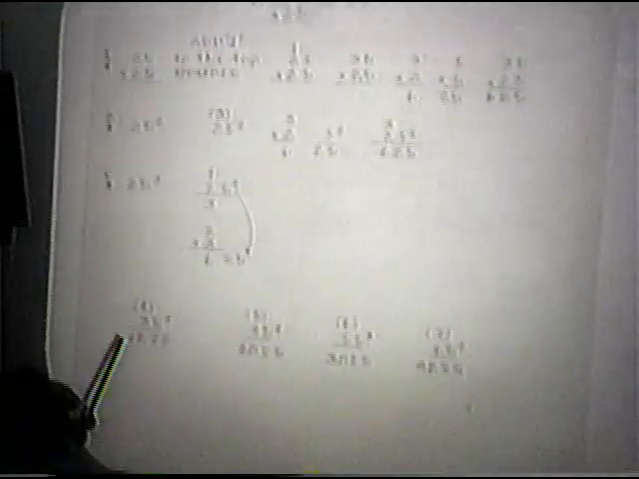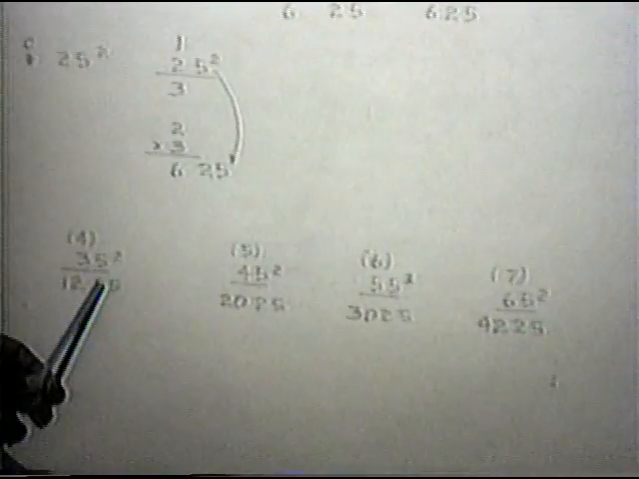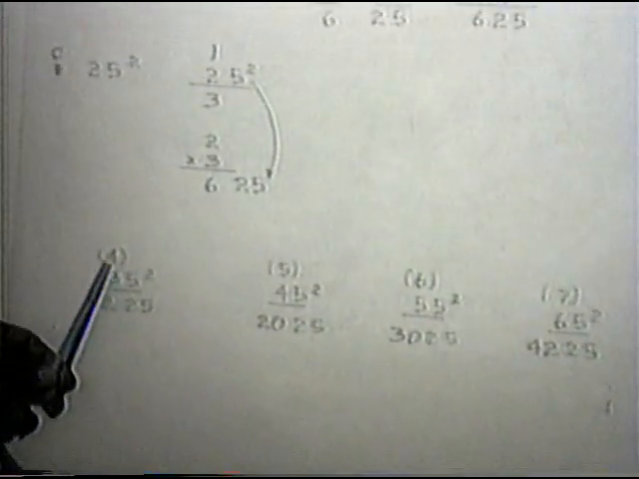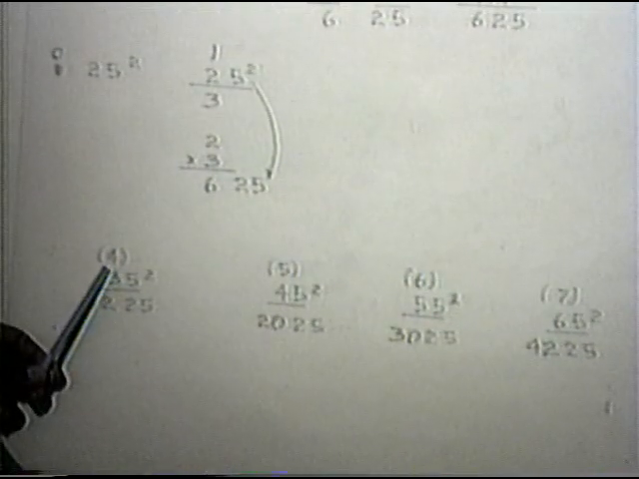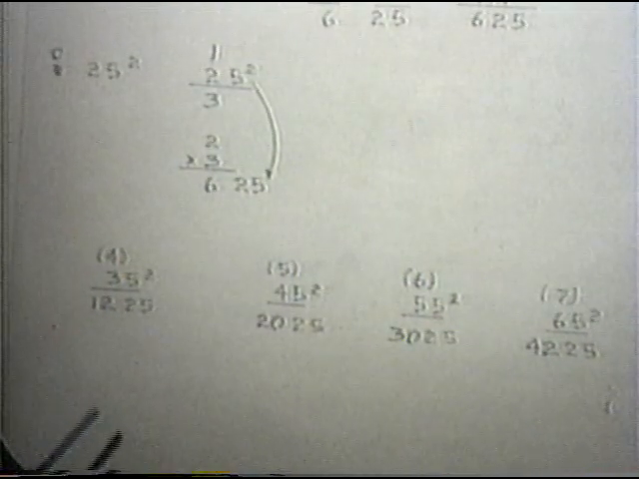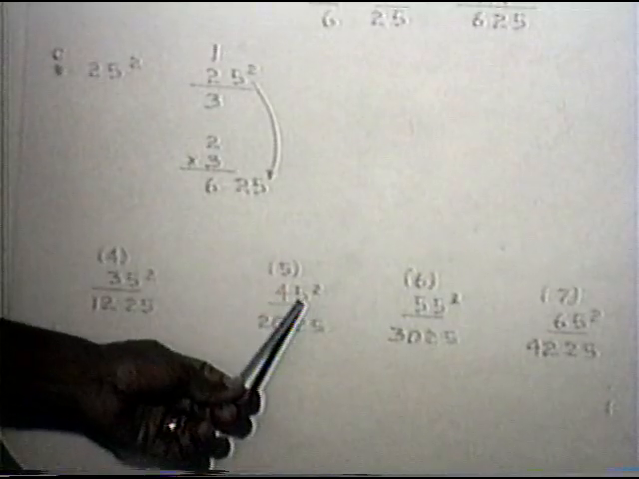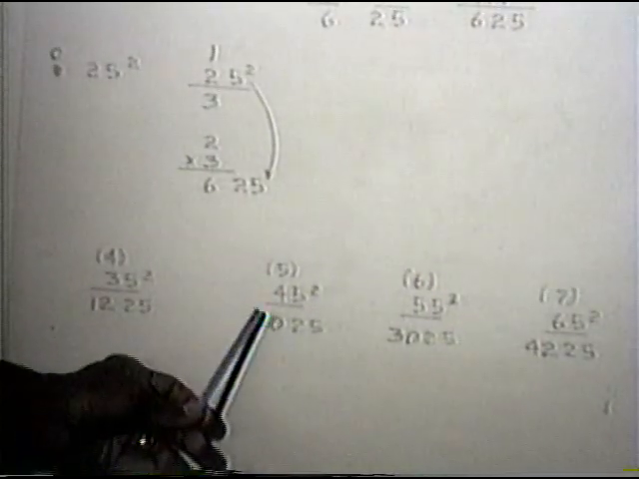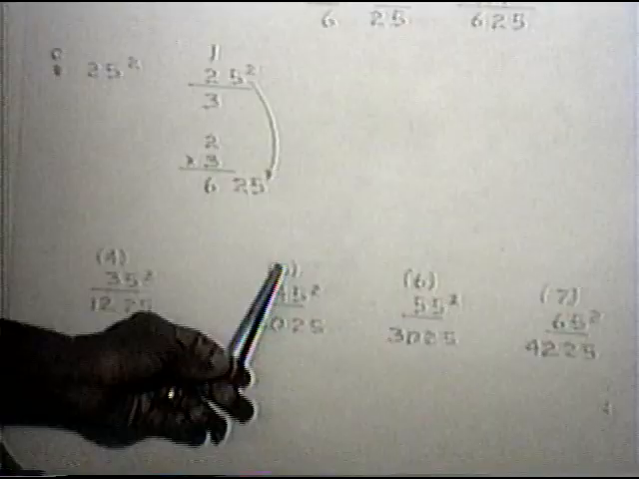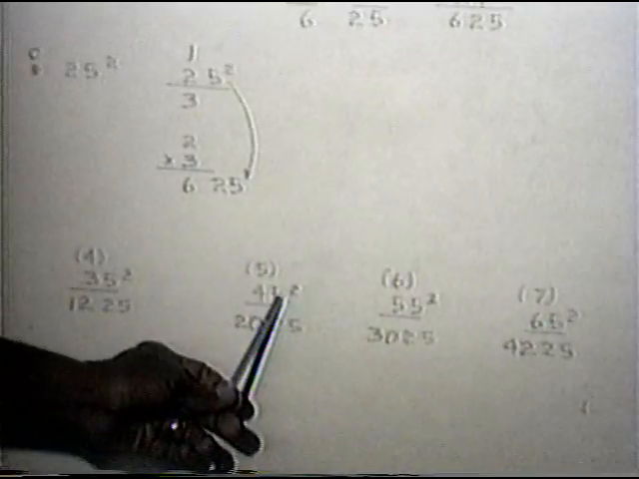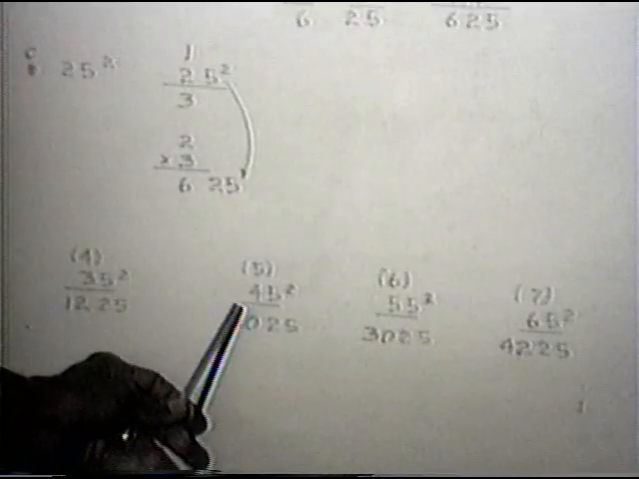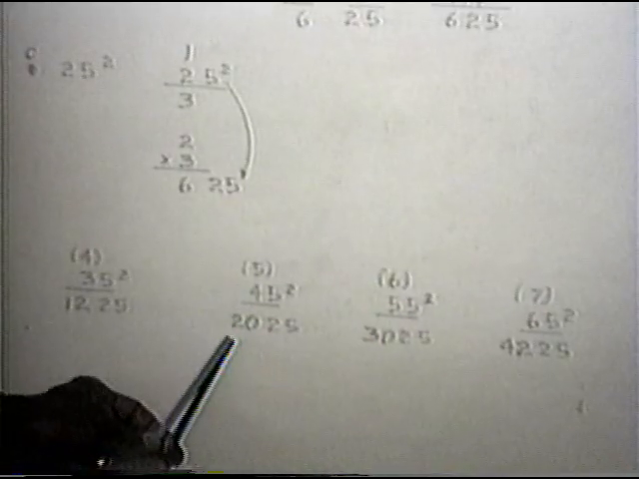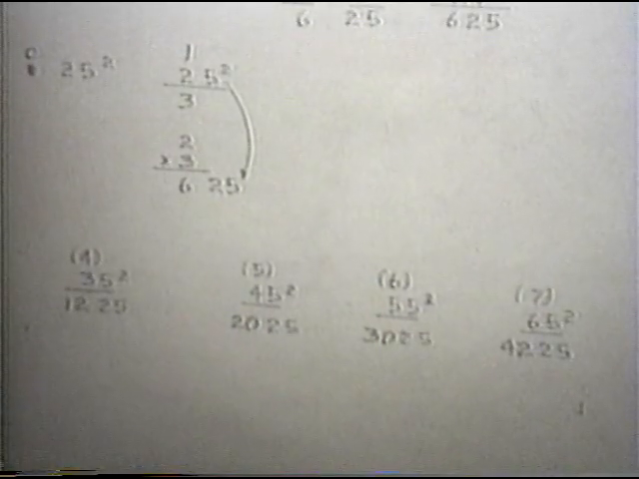Let's do 35 times 35. 5 times 5 is 25. 3 times 4 is 12. Remember, we changed this 3 to a 4 by adding 1 to it. 45 times 45, or 45 squared. Remember, we changed this 4 to a 5. 5 times 5 is 25. 4 times 5 is 20. 45 times 45 is 2025.